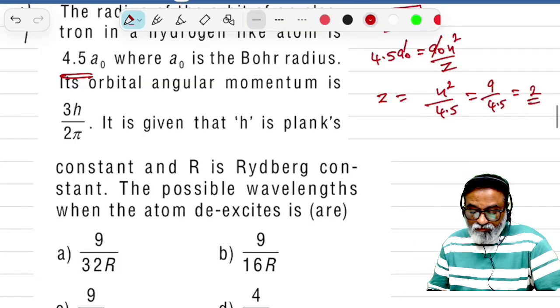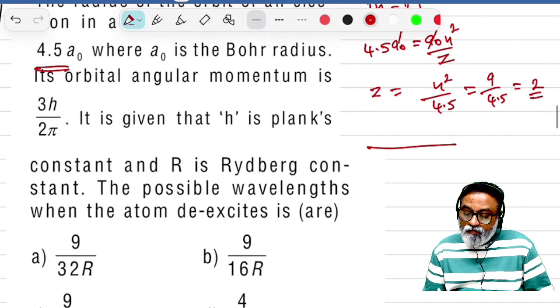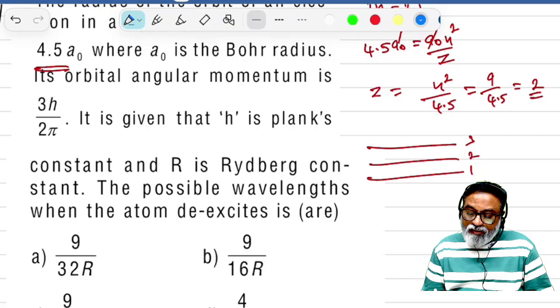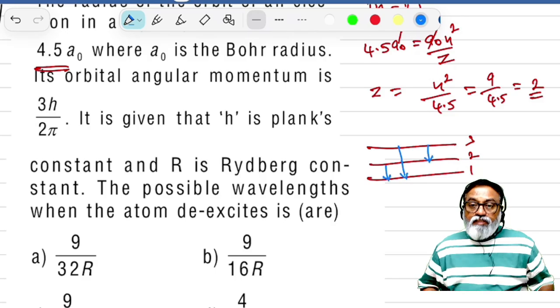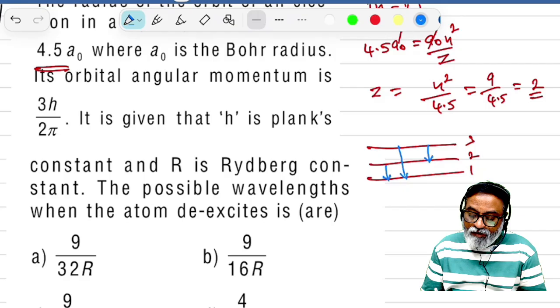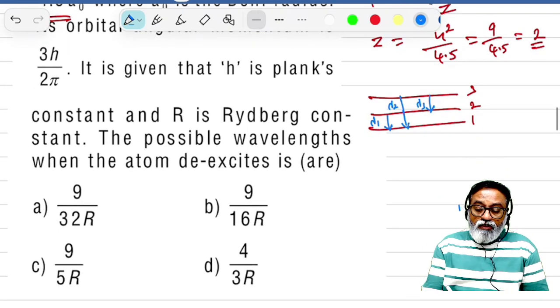Next one. n is equal to 3 means levels 1, 2, 3. During de-excitation, these are the spectral lines. For these, I am taking lambda 1, lambda 2, lambda 3. First, we have to find lambda 1.